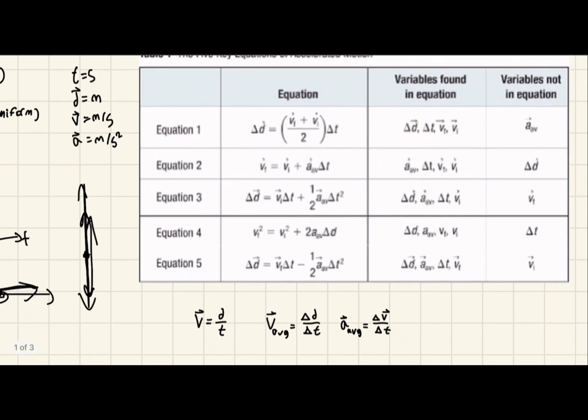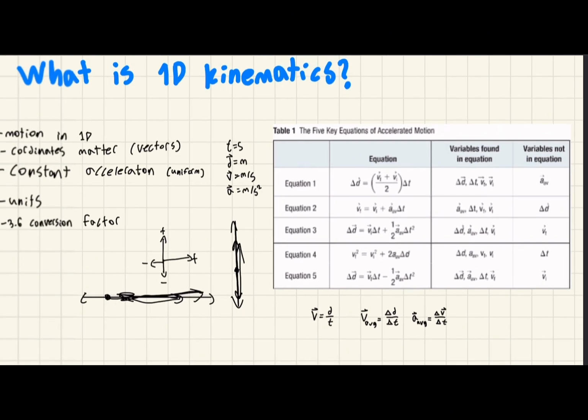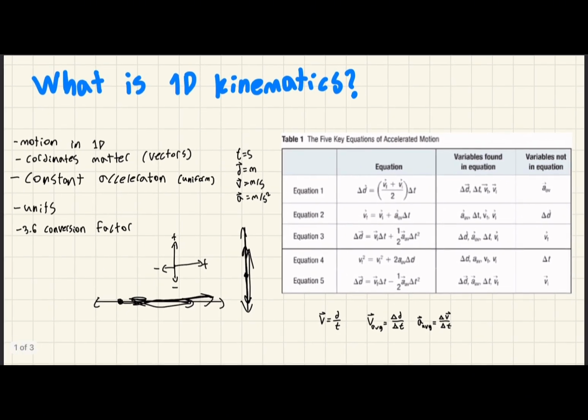That's pretty straightforward, and I also added a couple extra equations down here that I think are important to note. This is just the constant velocity problem, where velocity is equal to displacement over time. This is used when there is no acceleration. We have the average velocity, which is finding the change in displacement over the change in time, and the average acceleration, which is finding the change in velocity over the change in time. So the best way to actually understand these is using these equations to solve problems.